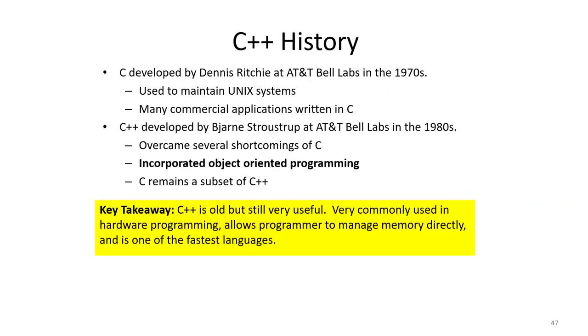So a little bit of history. C was developed by some folks at AT&T Bell Labs in the 1970s. And it was used to maintain a lot of the early Unix systems, and many initial programs and applications were written in C. And then C++ came around in the 1980s, and one of the big things that C++ did is it added object-oriented programming capabilities to the C programming language. And believe it or not, there are still bits and pieces of the C programming language within C++. And we may touch on some of those a little bit later.